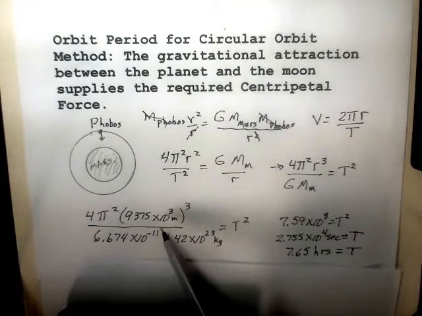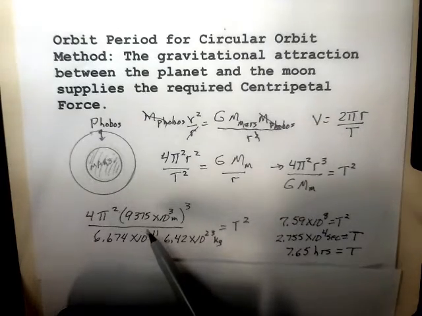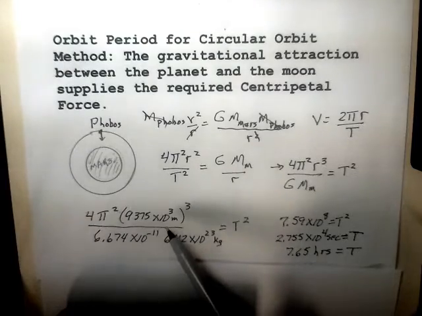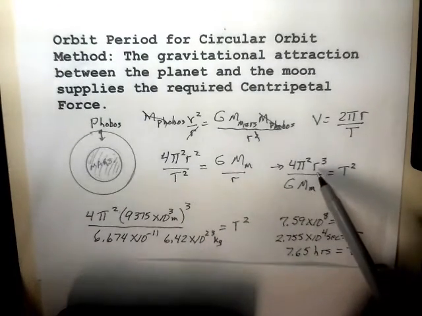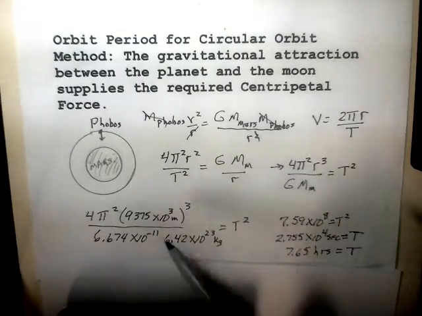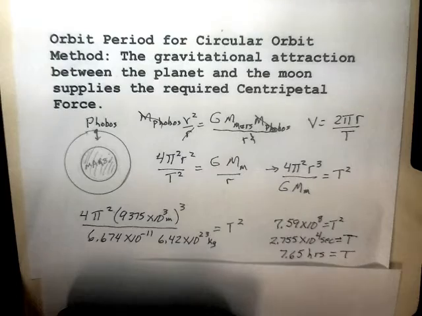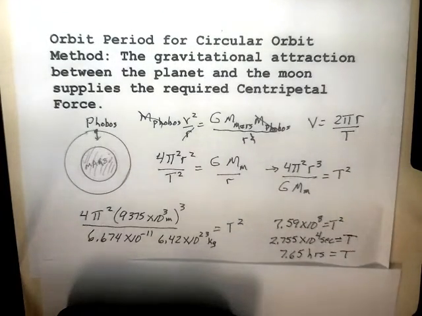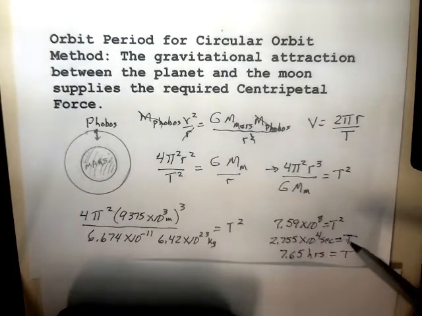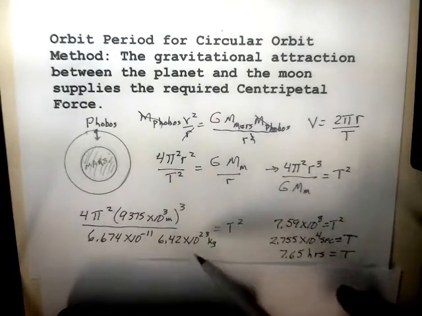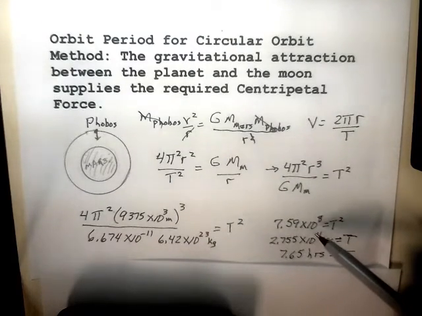The orbit size for Phobos, 9375 kilometers, so 9375 times 10 to the third meters. That has to be cubed. 4 pi squared, the universal constant of gravitation, the capital G, and then the mass of Mars, 6.42 times 10 to the 23rd kilograms. That gets us t squared. You should pause the video and bring out your own calculator. I came up with the value of t squared as 7.59 times 10 to the 8th. Everything's in standard metric units here, so this is seconds squared.